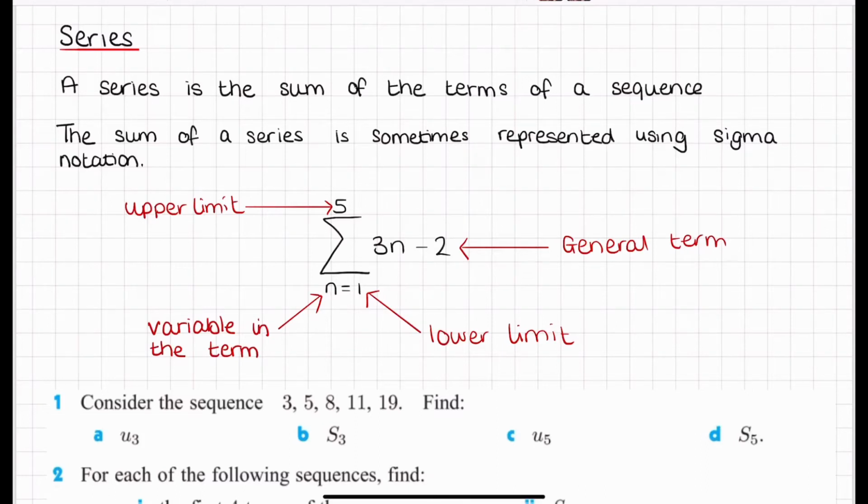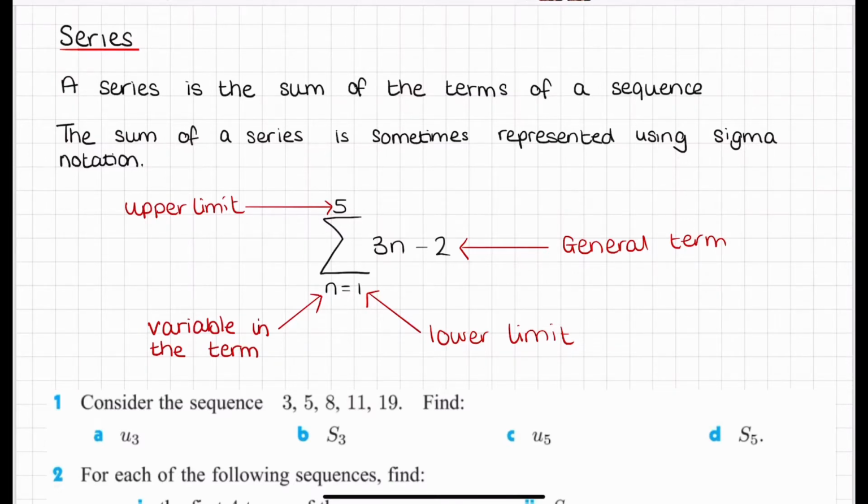So we're now moving on to series, and a series is the sum of the terms of a sequence. So remember, the sum means to add together. The sum of a series we can sometimes represent using sigma notation. So we have the sigma symbol, which is that big E looking thing, which in math means the sum of.